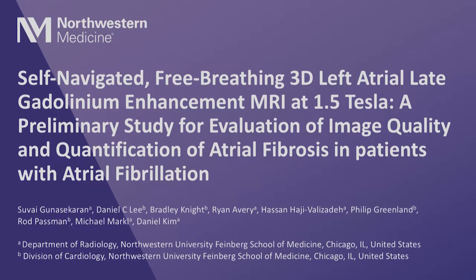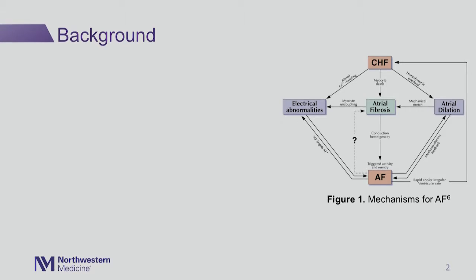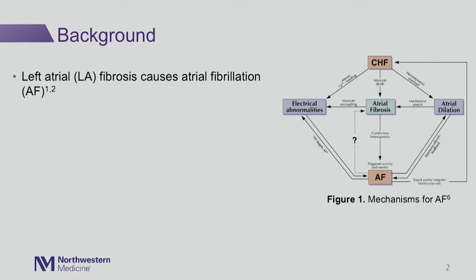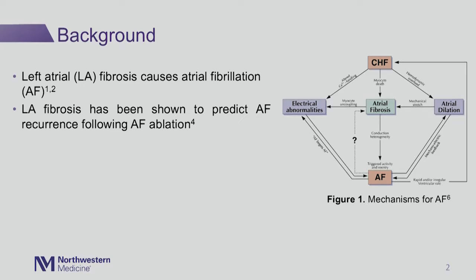Sorry. Yes, it's a long slide, but basically we've been working on a sequence to image left atrial fibrosis. So atrial fibrillation is the most common arrhythmia, and left atrial fibrosis has been known to be the substrate for its initiation and maintenance. Previous studies have shown that left atrial fibrosis, as measured by late gadolinium enhancement, can be used to help predict the recurrence of AFib in patients getting an ablation.